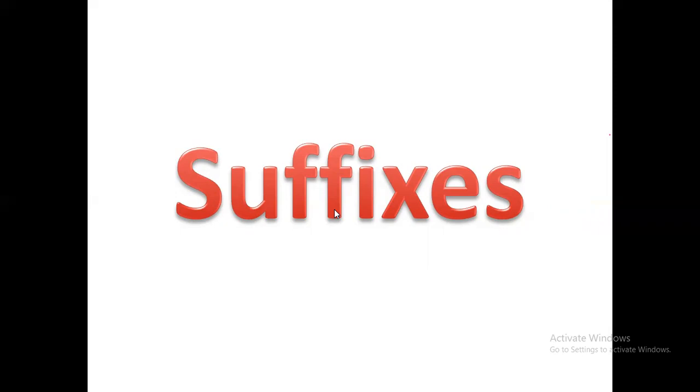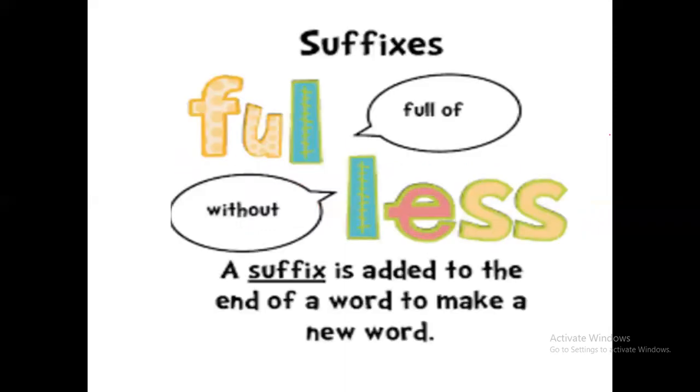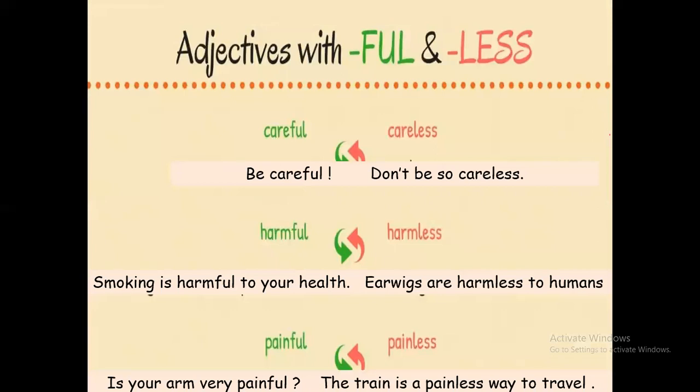The suffixes are word parts. We add them to the end of the word and they change the meaning of the word, like full, less, and maybe ly. Today we're going to talk about full and less. Full means full of, less means without. Like careful, full of care. Careless, without care. Be careful, don't be so careless. Harmful, full of harm. Smoking is harmful to your health. Earwigs are harmless to humans.